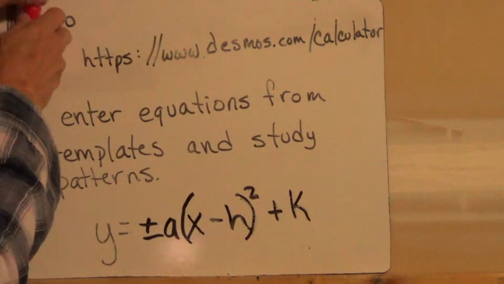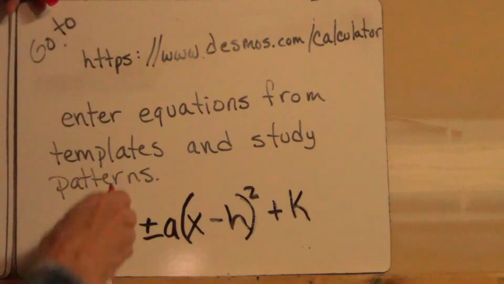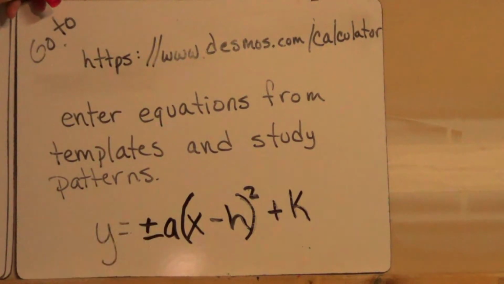Now I will give you a hint. I don't look at the sign on the A as part of A. I look at the plus minus separate. So we'll talk about that separately. It does something completely different if you have a plus or a minus. But look at the parameters.